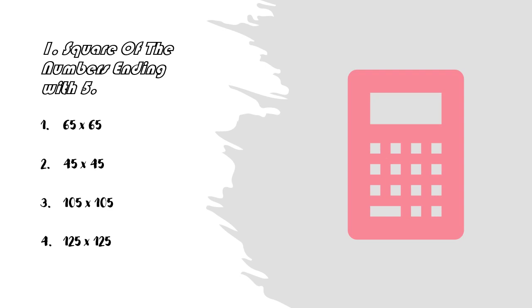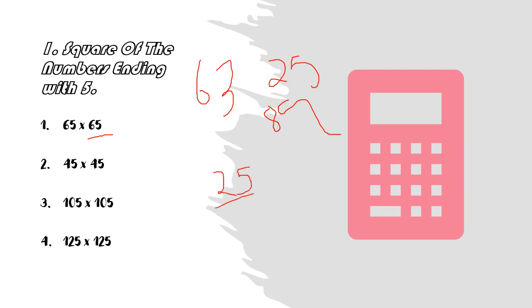Squares of numbers are nothing but 63 into 63, 25 into 25, 89 into 89. So these are the squares of numbers. But what I am saying here is that the squares of numbers should end with 5. We are adding a constraint saying that they should end with 5, okay? So what are the numbers going to be then? 65, 45, 105, 125, and there are many other numbers, 25 into 25, right? So these are the squares of the numbers ending with 5.